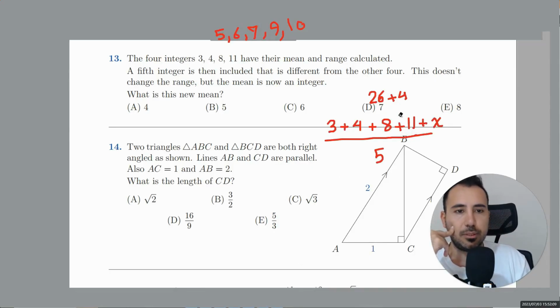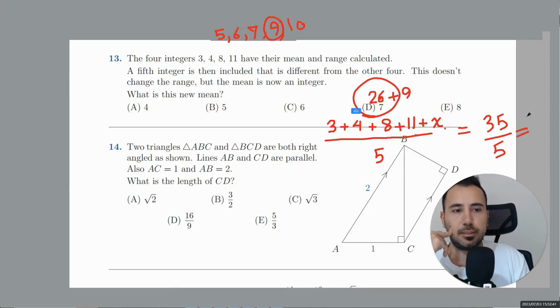So 4 is out. The next number that could do the same thing is 9. If the number is 9, this would be 35 over 5. So 35 over 5 is 7. What is the new mean? It will be 7.